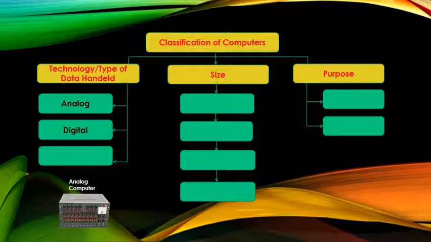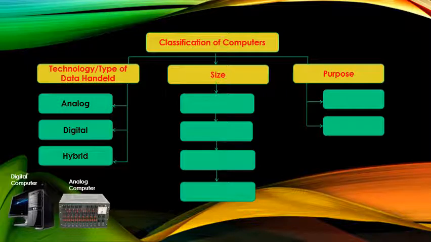The second one is digital computer, and digital computers are those like normal PCs, desktop computers that basically work on exact figures or exact results like digital figures or zeros or ones. And the third is hybrid, that is basically the combination of both analog and digital features.